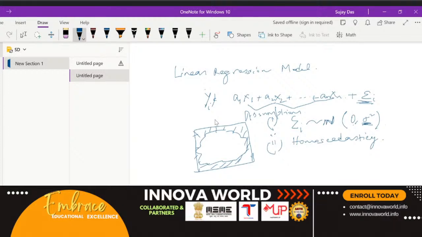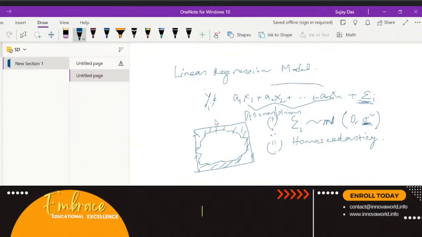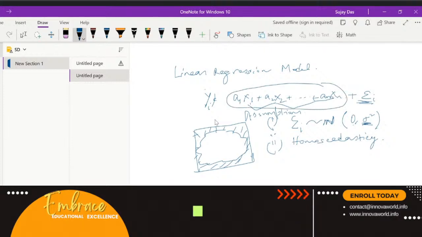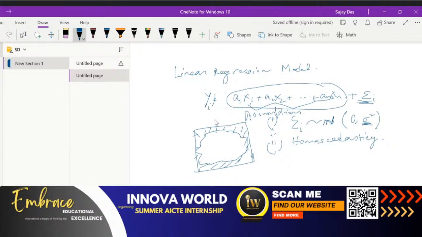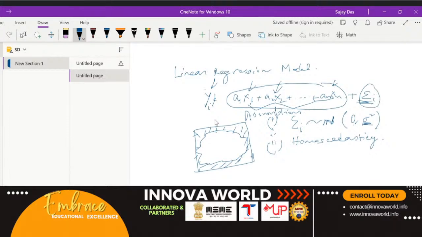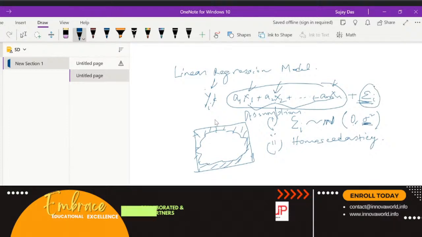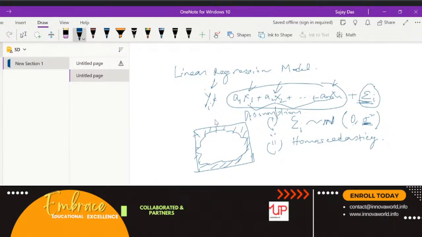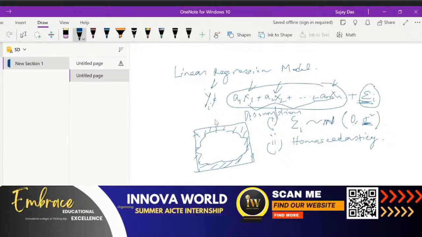Why are we taking all the assumptions on the error? Because this part of the model is fixed. We all know x1, x2, xn, our predictor variables. We have the data on these variables in our hand. This is observed, but the main random part of the model goes into the error part. So error is random. So the first assumption is that error is normally distributed. Second assumption is that error is homoscedastic. What is homoscedasticity? We'll discuss a bit later.